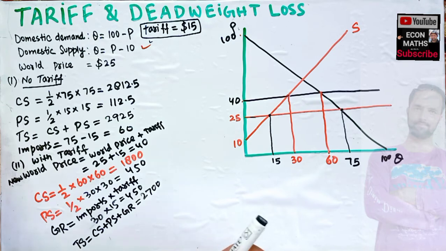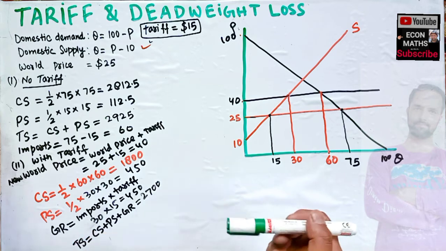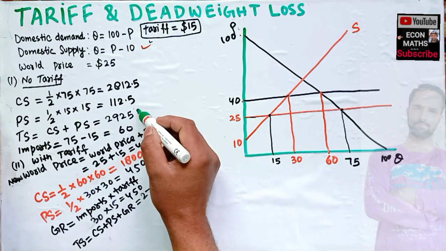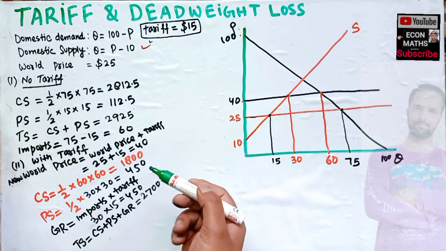Now the question that I primarily wanted to calculate here was the deadweight loss. Deadweight loss is the loss on account of inefficiency. In this case, what is the deadweight loss? You can see here the total surplus before the imposition of tariff.